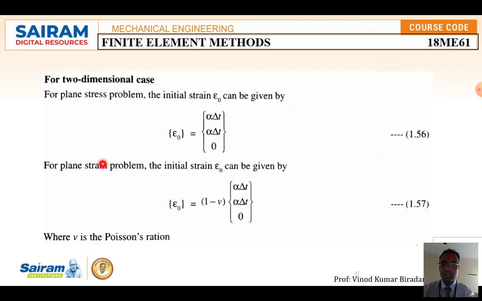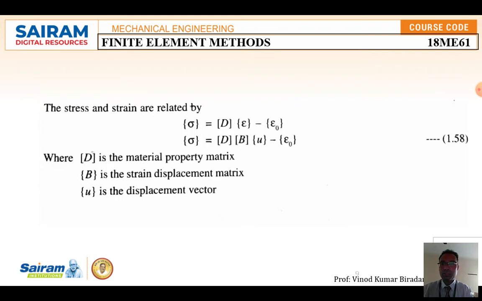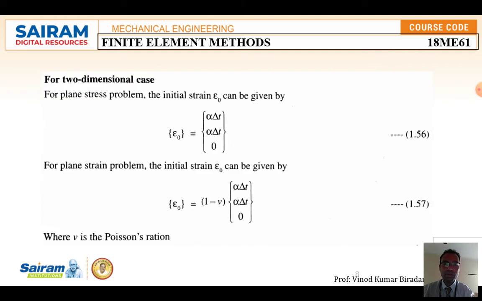Similarly for the plane strain element, the initial strain we consider is epsilon naught is equal to 1 plus gamma, alpha delta T, into 0, where gamma is the Poisson ratio, a constant value that you feed in the ANSYS software. Finally the stress and strain are related by these two equations. Consider equation numbers 1, 2, 3.